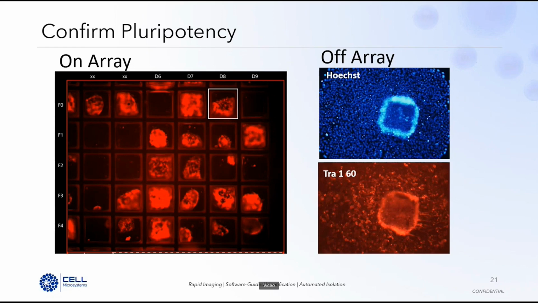Often while in culture, iPSCs will begin to differentiate and they are no longer viable for the downstream application. Pluripotency is maintained on the CellRaft array during culture and after isolation, and is easily confirmed by staining for pluripotency markers such as TRA-1-60 on and off the array. So your iPSCs stay iPSCs and you can track a monoclonal population of pluripotent cells.